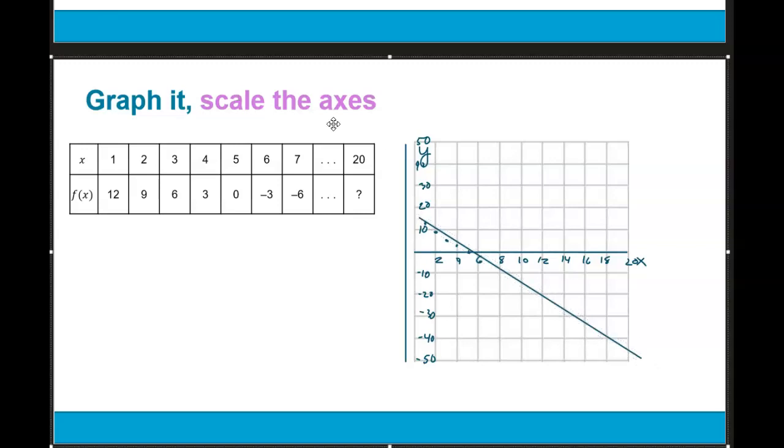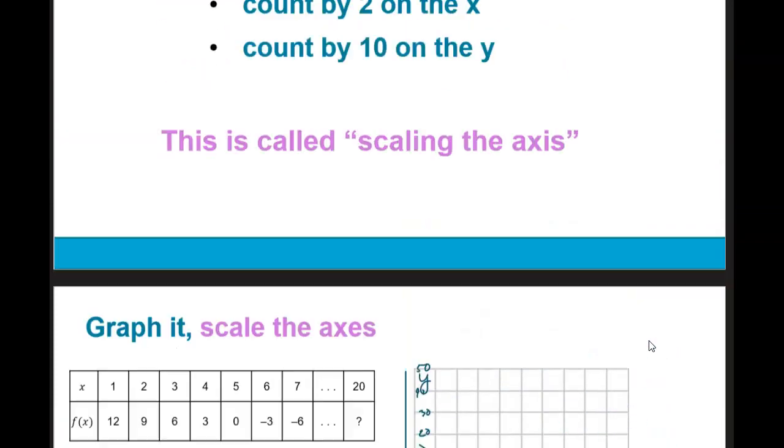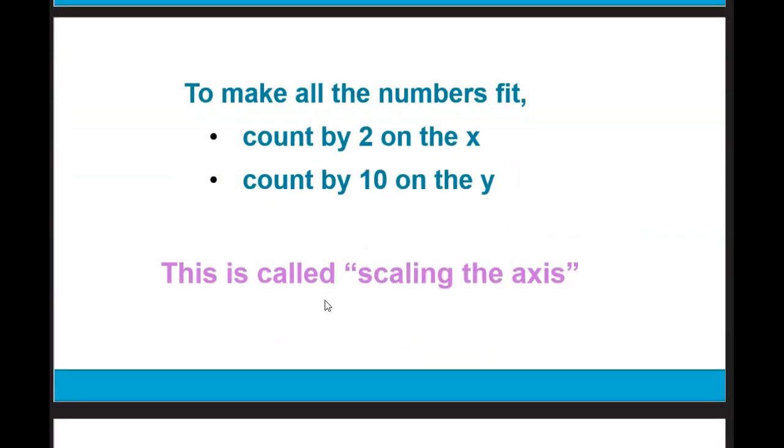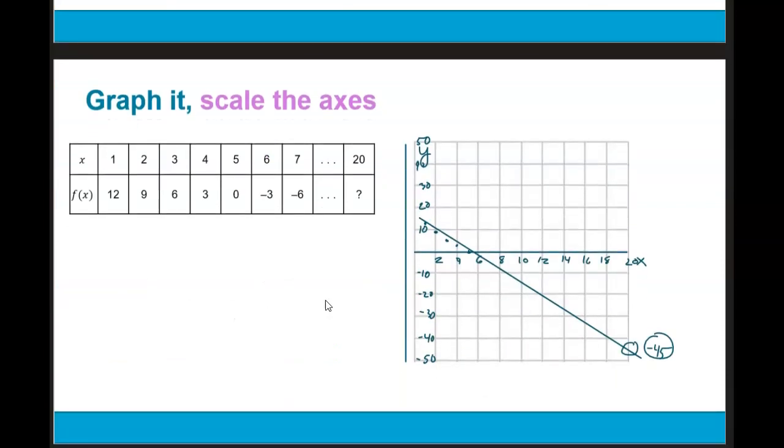But then you can see down here, what is our value at 20? It looks like -45, right? Which is the number we got when we plugged it into the equation as well. So doing it by graph and doing it by equation worked the same. Isn't that cool? It's awesome.